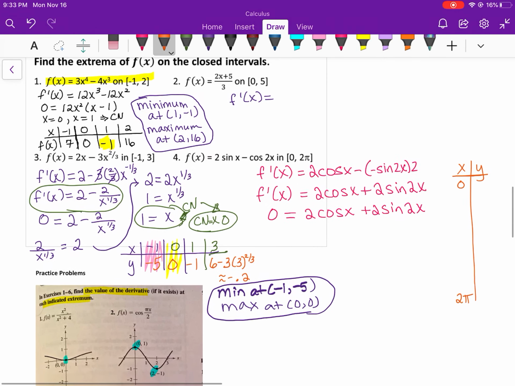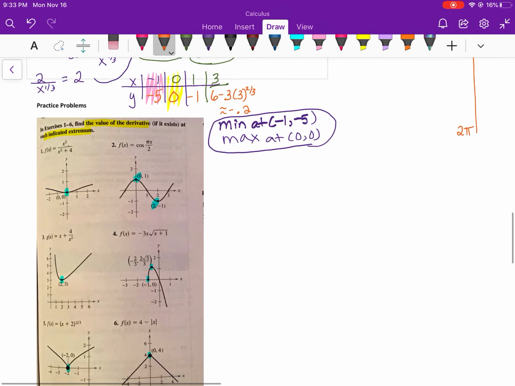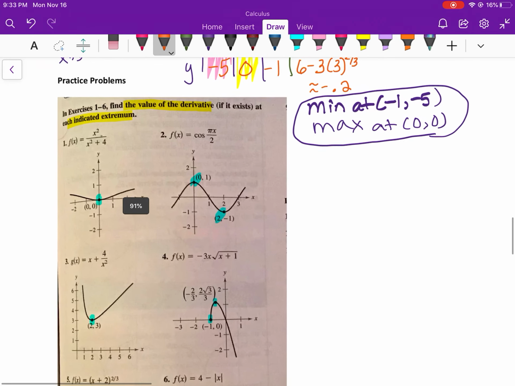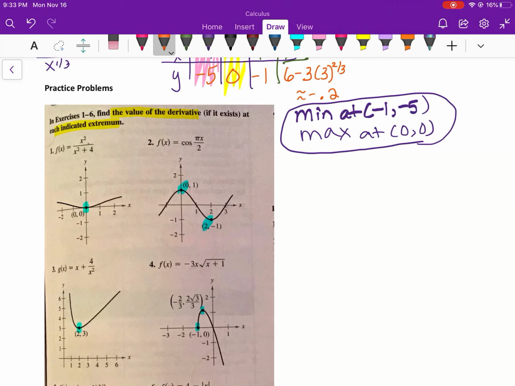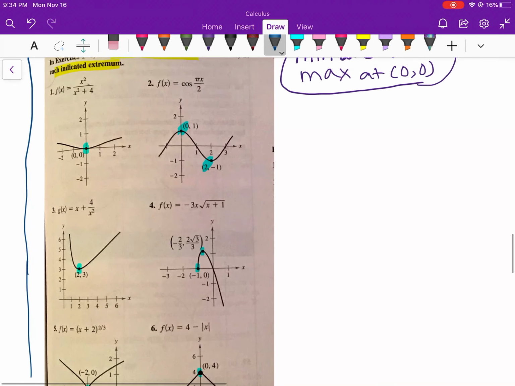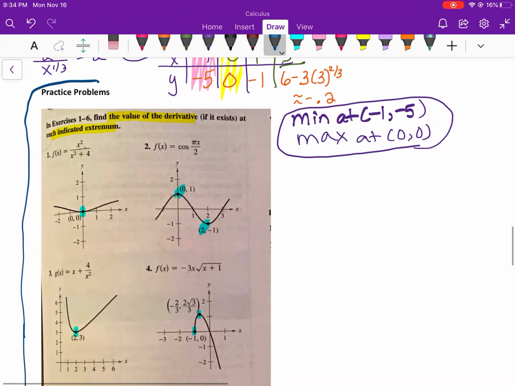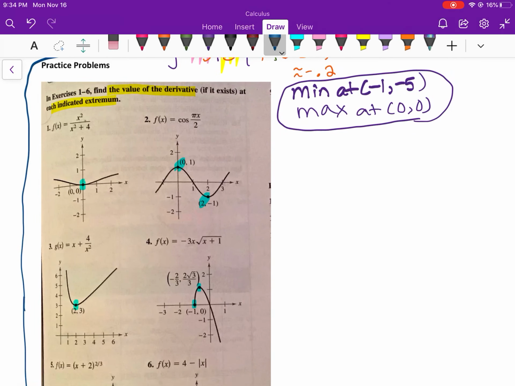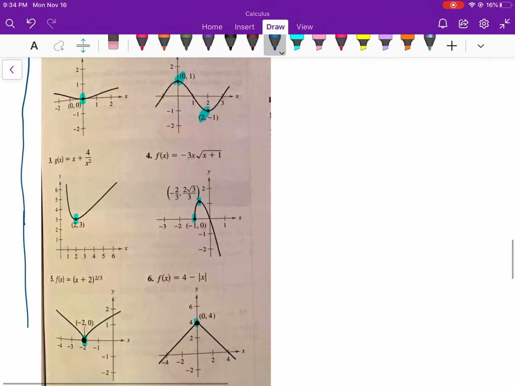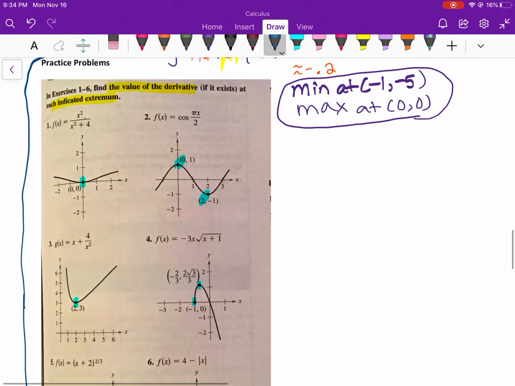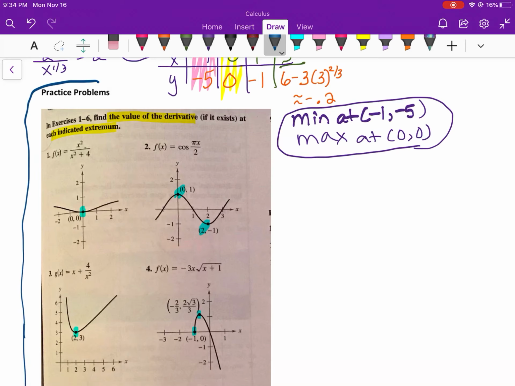I just want to talk to you about the practice problems real quick. So one set of the practice problems, and I must have lost my blue box here. I'm not sure what happened to it, but these are all practice problems here. It just says to find the value of the derivative at the extrema. So I have highlighted where all the extrema are, and I do want you to actually find the derivative and tell me what happens when you plug in the x value.